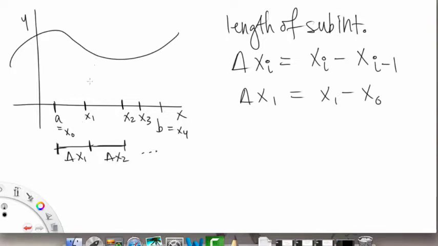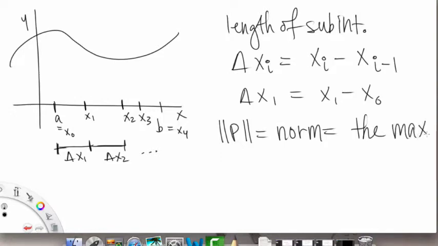Those are the lengths of our subintervals, and a little terminology: something denoted by this is called our norm. The norm is the maximum length of our subintervals, delta x sub i. Whatever our greatest subinterval is, in this case mine would be this one right here, delta x sub 2. This would be the norm, because that's the greatest subinterval in my interval from A to B.